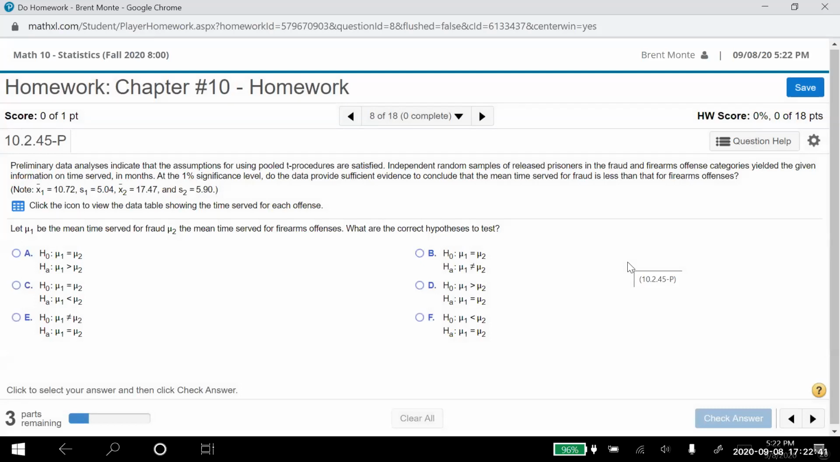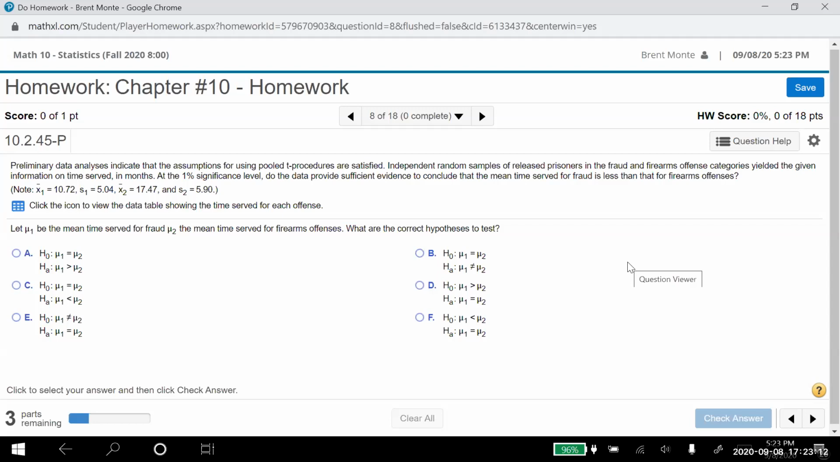All right, so here's our problem. It says preliminary data analyses indicate that the assumptions for using pooled T procedures are satisfied. So remember, we're assuming sigma 1 equals sigma 2. Independent random samples, well, that's good, of released prisoners in the fraud and firearms offense categories yielded the given information on time served in months. At the 1% significance level, do the data provide sufficient evidence to conclude that the mean time served for fraud is less than that for firearms offenses?